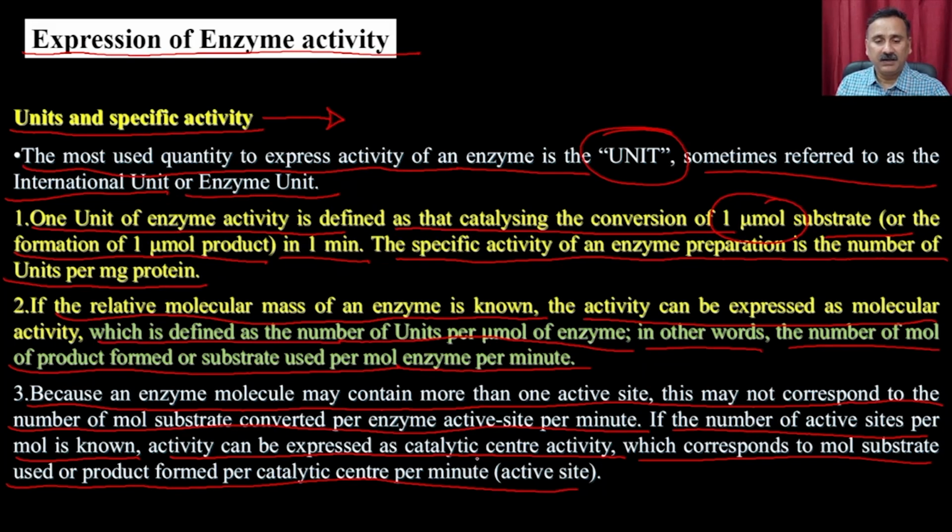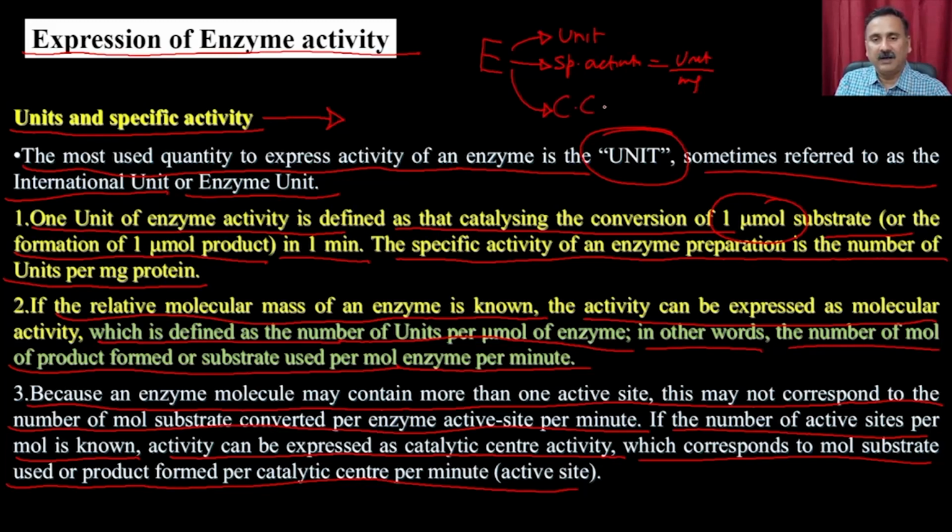So the enzyme activity can be expressed in three ways. One is in terms of units, another is in terms of specific activity, which is equivalent to units divided by milligrams of protein, or you can express it in terms of the catalytic center activity.